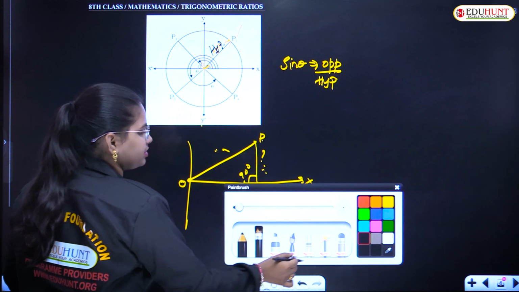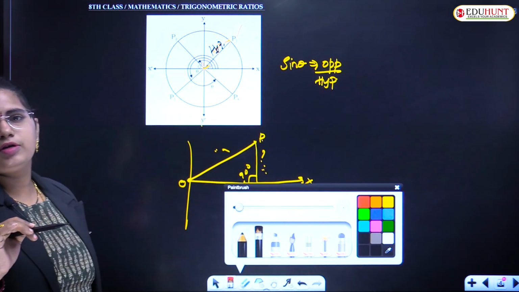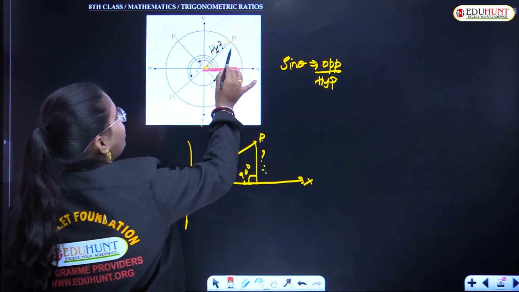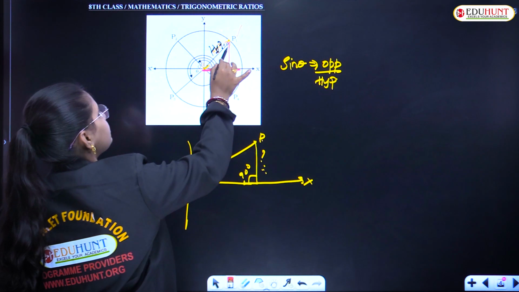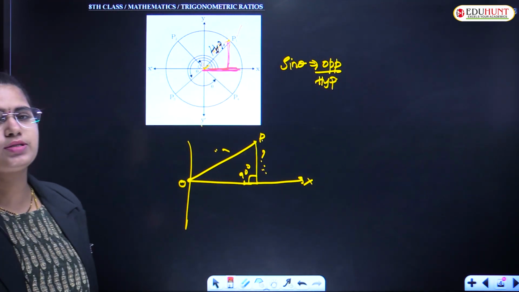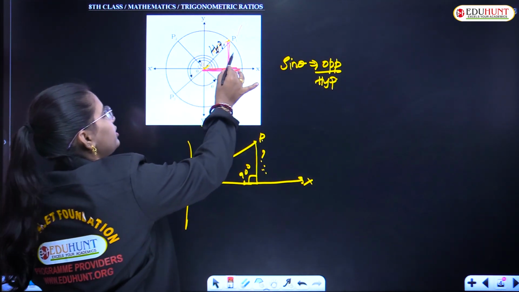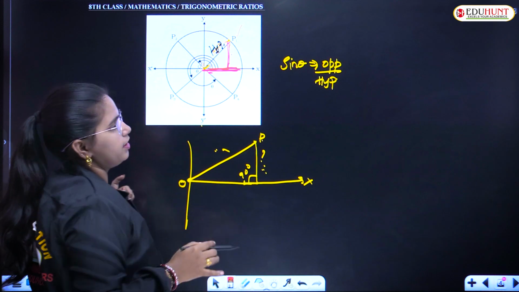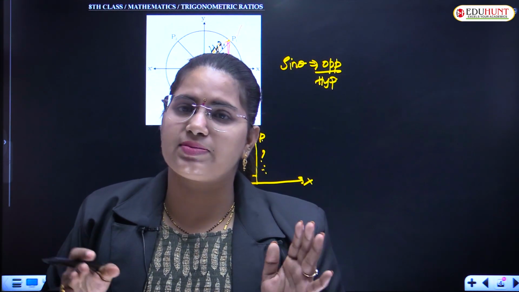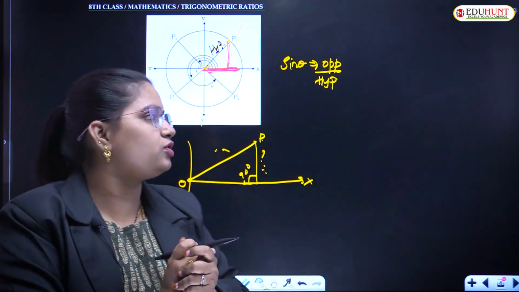And what will be this side? Tell me. Sin theta, where you form a 90 degree? Yes, so this is my adjacent side. And if I drop a perpendicular, this is my perpendicular side or opposite side, correct? This is my 90 degree, the opposite is my perpendicular, and this is my base side. So in the sin theta, if I want to explain in the form of a circle, I am just relating it.